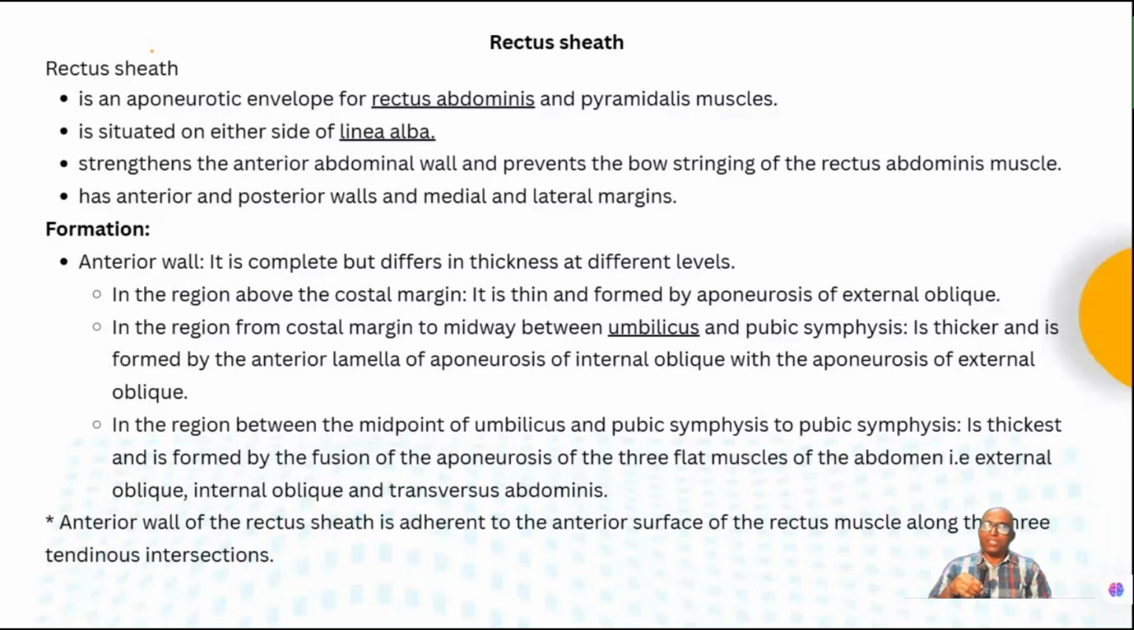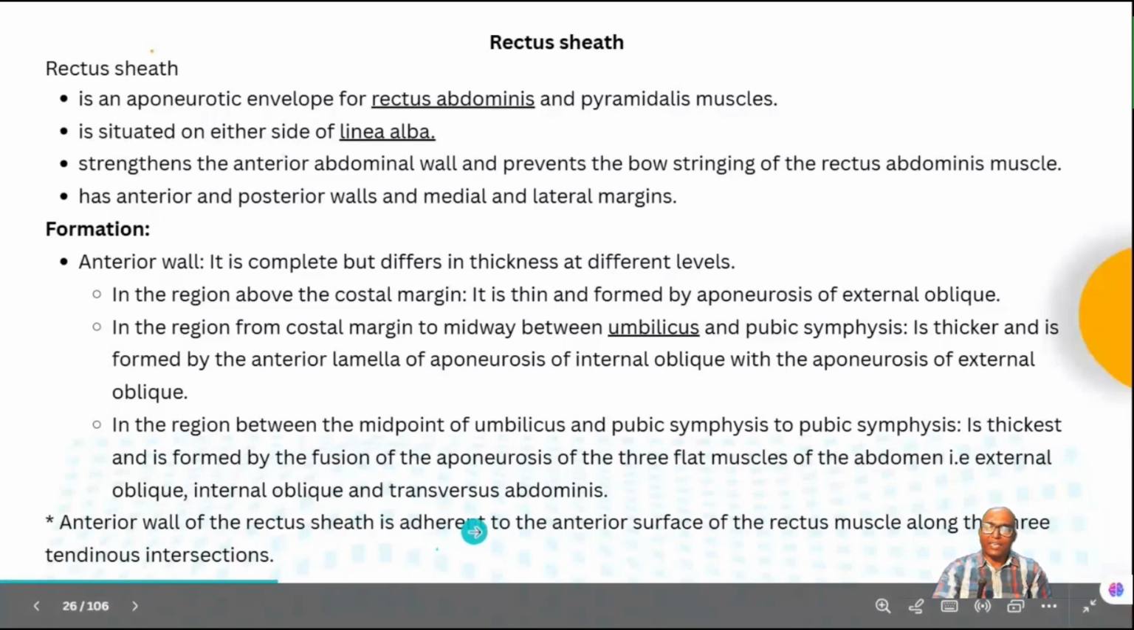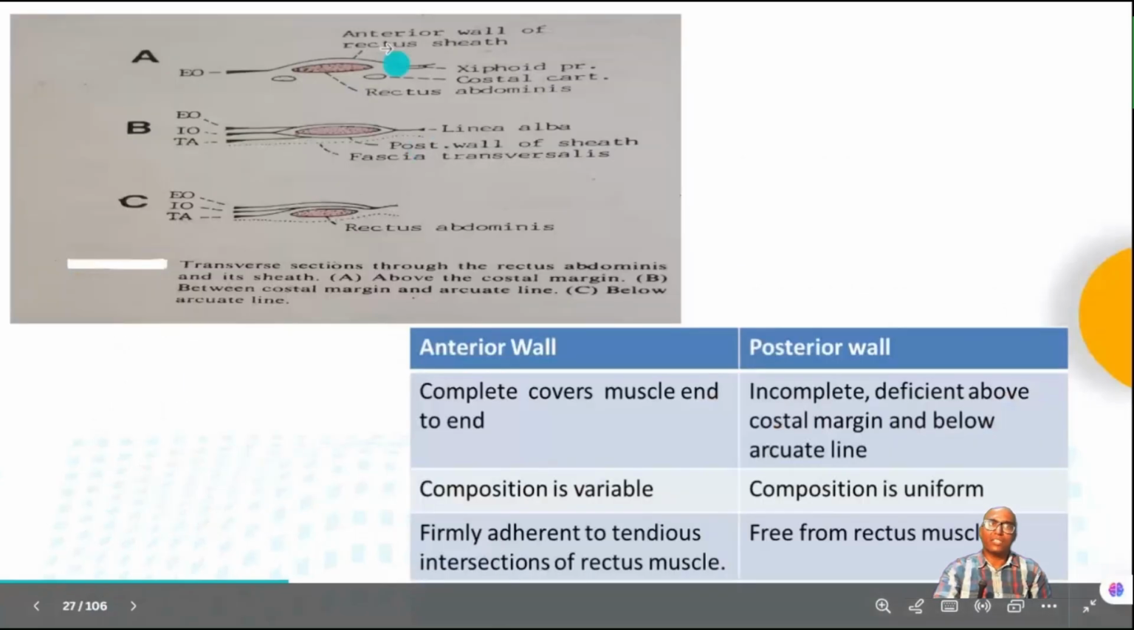And in the region from the midpoint between the umbilicus and pubic symphysis down to the pubic symphysis, it is the thickest and is formed by the fusion of all three flat muscles of the abdomen, that is external oblique, internal oblique, and transversus abdominis. So the anterior wall of the rectus sheath is adherent to the anterior surface of the rectus muscle along three tendinous intersections. This we have already seen. So this is the difference.